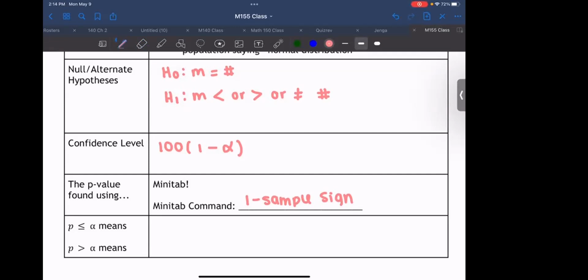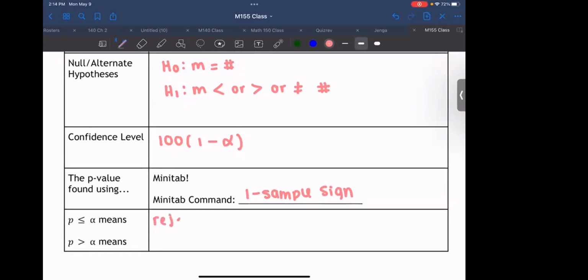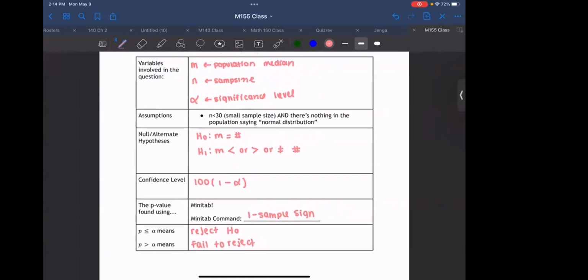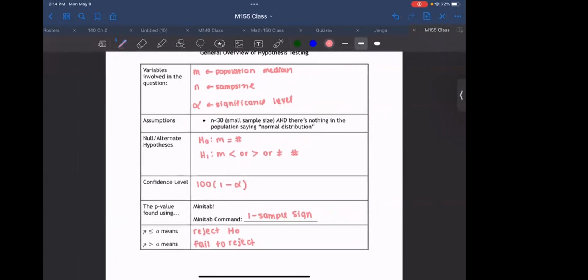If p is less than alpha, do we fail to reject or do we reject? Reject, good. And if p is bigger than alpha, we fail to reject. Okay, so these questions are pretty much the same as what we've been doing, except we're using a different symbol.